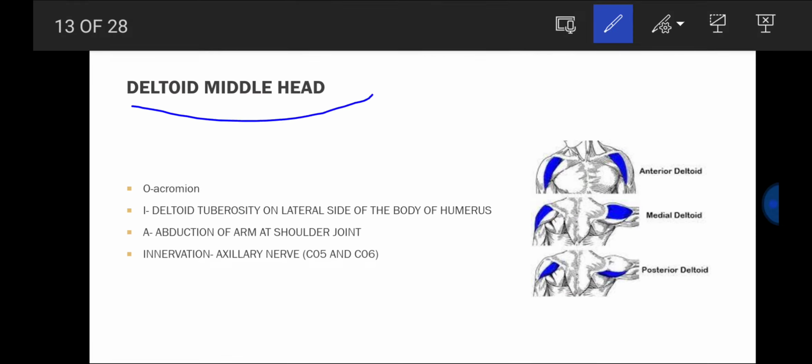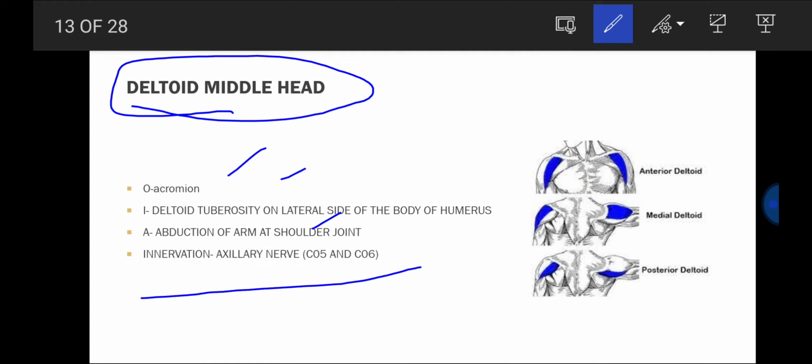So deltoid middle head. Here I am just defining origin, insertion, action and innervation. If you want more, then you can Google it or read from your anatomy book, BD Chaurasia. This is for revision purposes, for somebody who is in second year, third year, final year, or doing their MPT. So this is for the revision purpose.